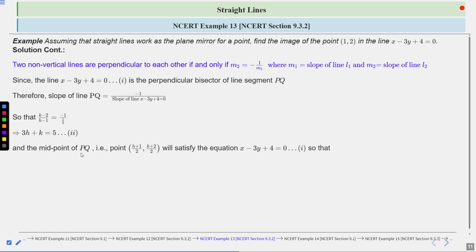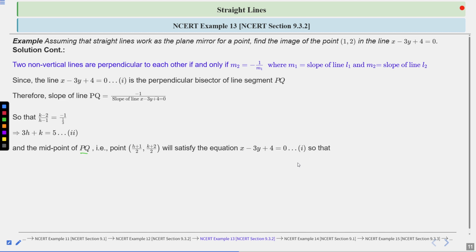And the midpoint of PQ. Okay, midpoint. What is the midpoint of PQ? So the midpoint of PQ is basically (h plus 1)/2 comma (k plus 2)/2. Okay, so the midpoint of PQ will satisfy the equation x minus 3y plus 4 equal to 0.